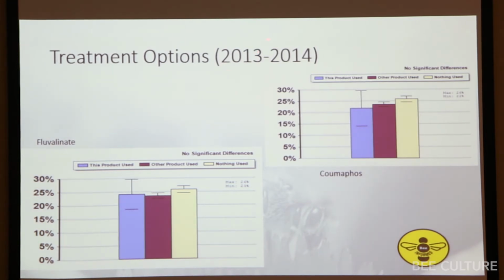But in 2013, 2014, basically you can see people who used Coumaphos or used fluvalinate basically lost the same number of colonies as people who reported not using anything at all. And that's because these 2 products have lost a lot of their efficacy. We have resistant mite populations.